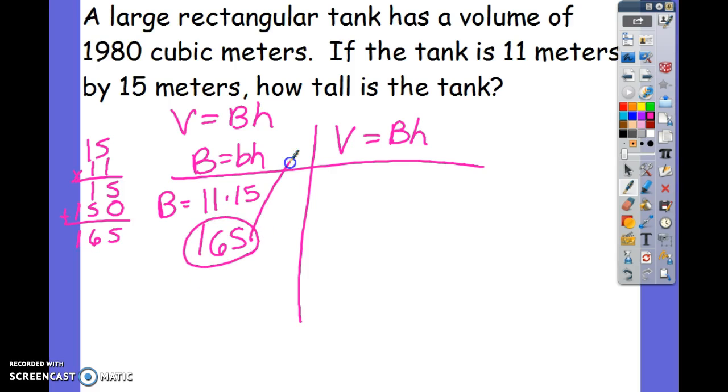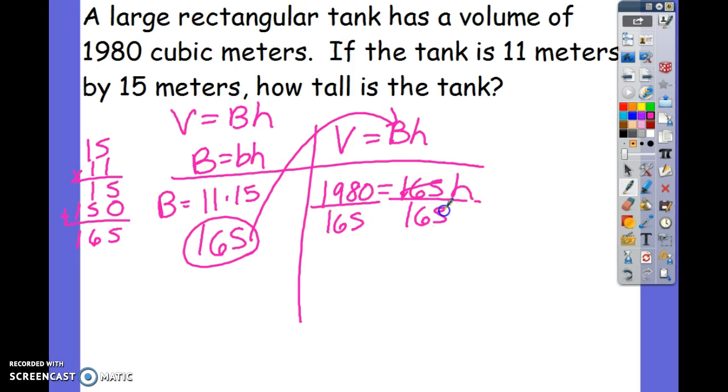And the area of the base goes substituting over here into our volume formula. The problem tells me that the volume is 1,980. I solved to figure out that the area of the base is 165. So I need to find my height. So I am going to have to divide both sides by 165. I need to go off to the side and show my division.